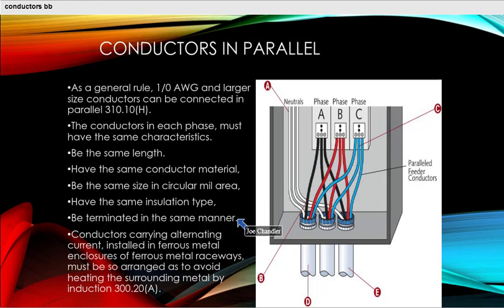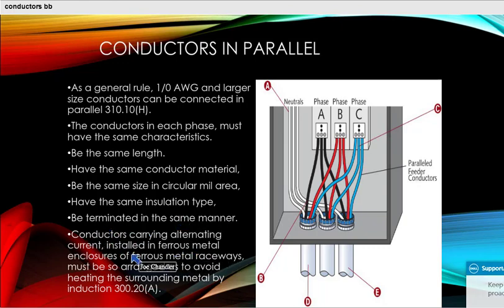Must terminate in the same manner. What that means is whatever method we've used to connect the wire to the terminal, we've got to do them all the same. I can't have a big blue wire nut on one of them and a crimp connector on the other one and a pressure connector on the other one. They've got to all be the same thing.